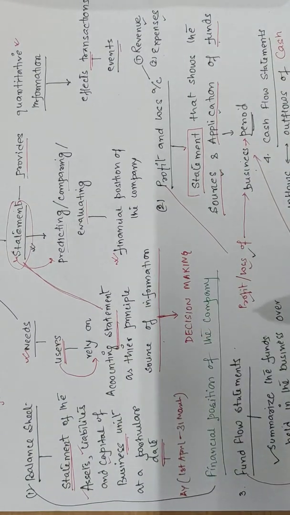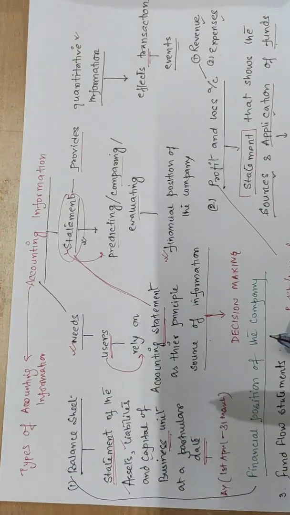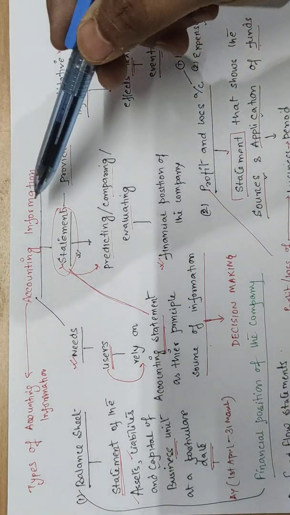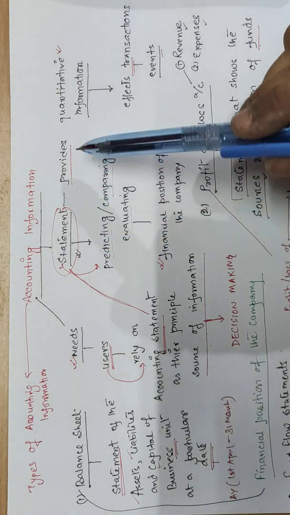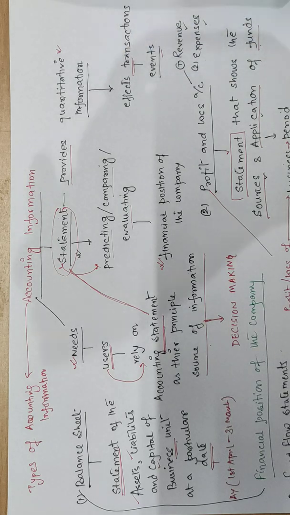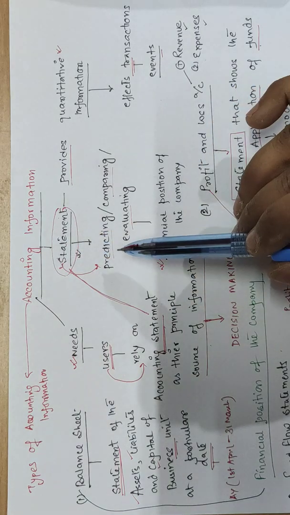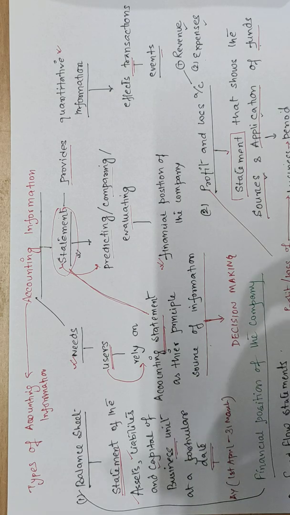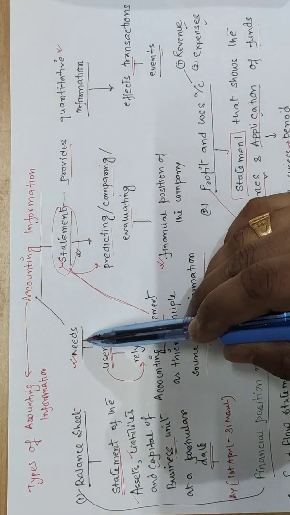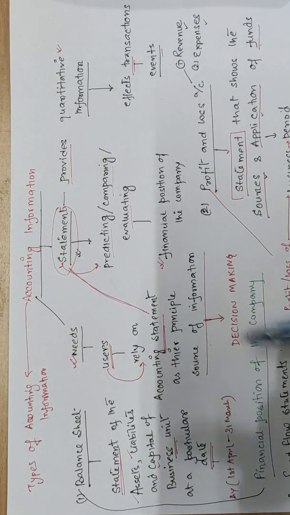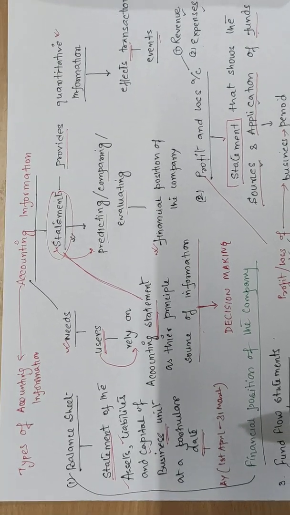So what have we learned today? We have learned about accounting information system, and just shortly summarizing it up. Accounting information system is a statement that provides quantitative information about the effect of transactions and events during a business period. It is a statement for predicting, comparing, evaluating the financial position of the company. Accounting information caters to the needs of the users who rely on accounting statements as their principal source of information.